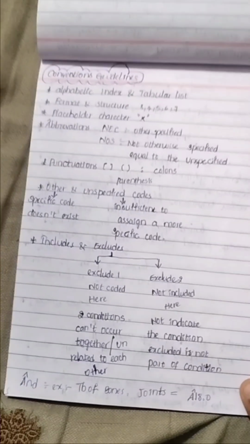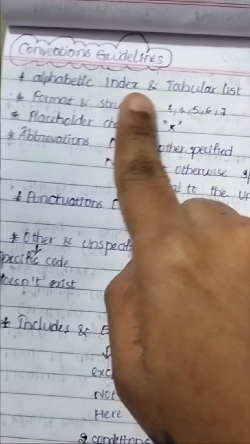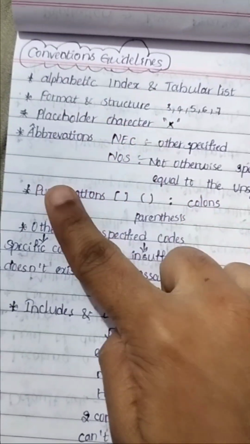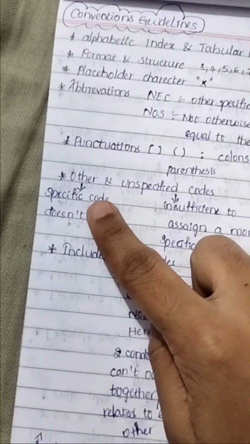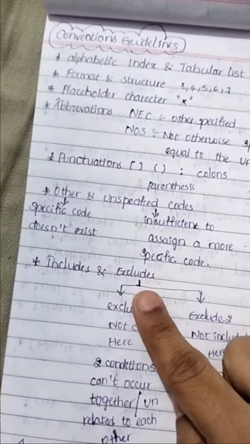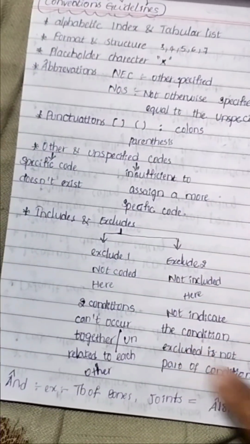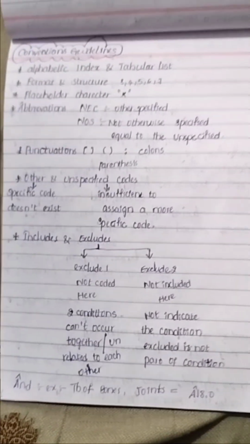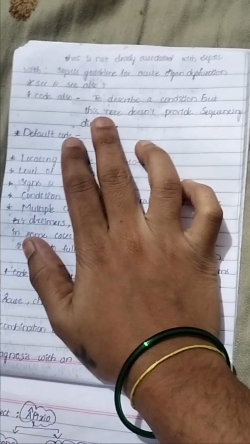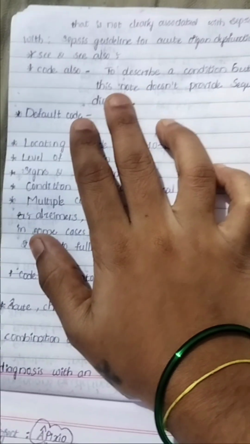Next are placeholder characters. For example, we have the X. X means there are some other characters involved, but not now. We don't know the characters, but in future the characters will be involved in the code. So that's why a placeholder character is given for the code. If a placeholder character is given, that means we have some extended characters.